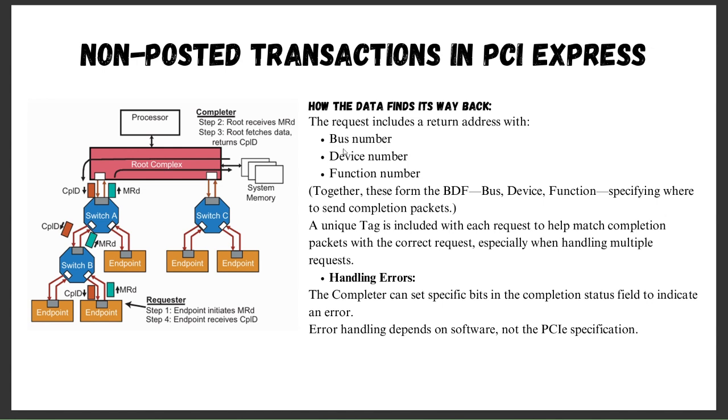Now, handling errors. If an error occurs, the completer, or the device which is responding to the request, can indicate this by setting specific bits in the completion status fields of the packet. This lets the endpoint know something went wrong. How to handle such errors depends on the software, not the PCIe specifications.